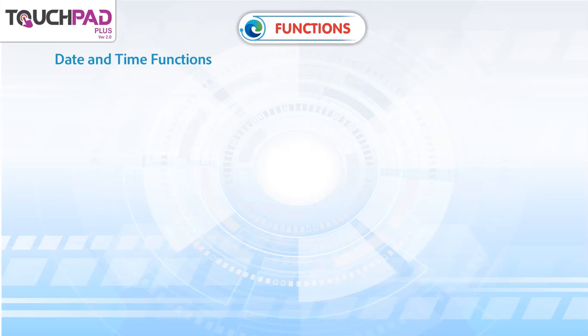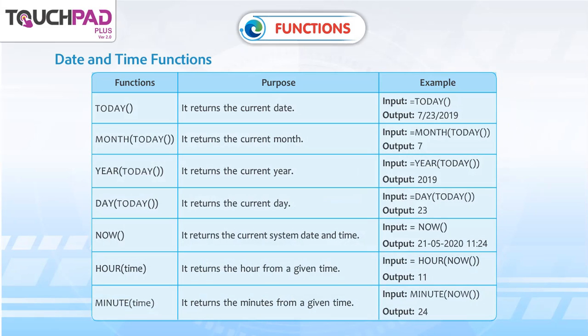Date and time functions. TODAY(). It returns the current date. Input: =TODAY(). Output: 7/23/2019. MONTH(TODAY()). It returns the current month. Input: =MONTH(TODAY()). Output: 7. YEAR(TODAY()). It returns the current year. Input: =YEAR(TODAY()). Output: 2019.